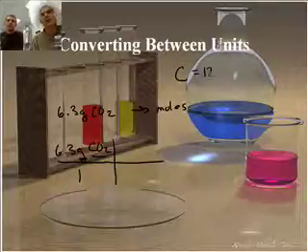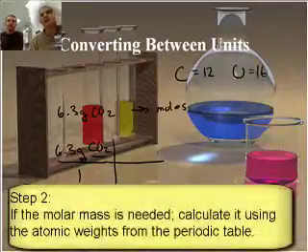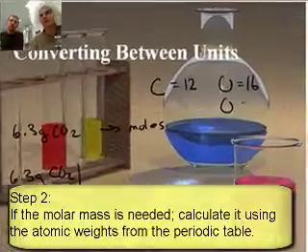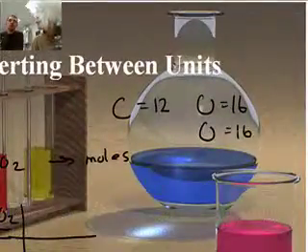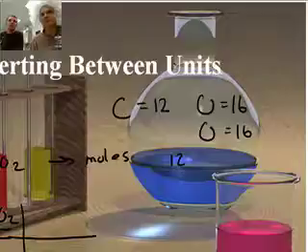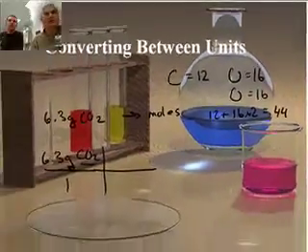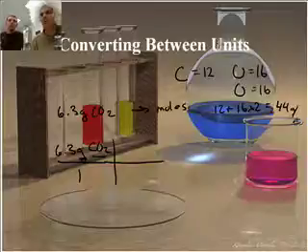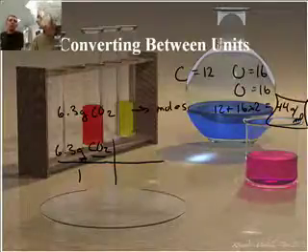So we need to find the molar mass of carbon dioxide. Carbon has a mass of 12 from the periodic table, and oxygen is 16. But there are two oxygens, so it'd be 16 plus 16 plus 12, or 12 plus 16 times 2. And I happen to know that's 44. So now it's 44 grams in a mole.